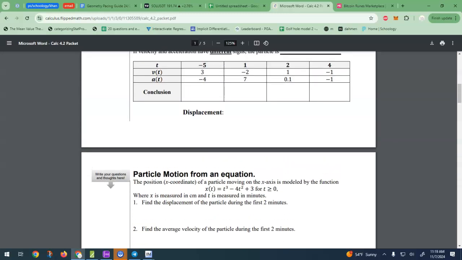Displacement is the change in position. I don't know why they don't show the comparison here; the point is to compare these two things. Distance is the total amount of travel.